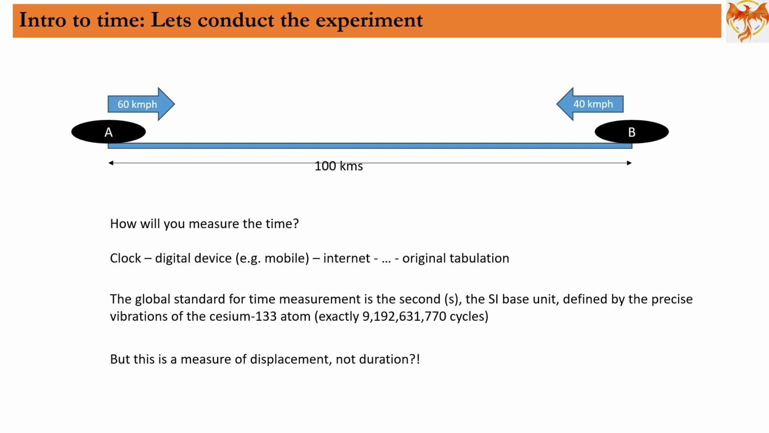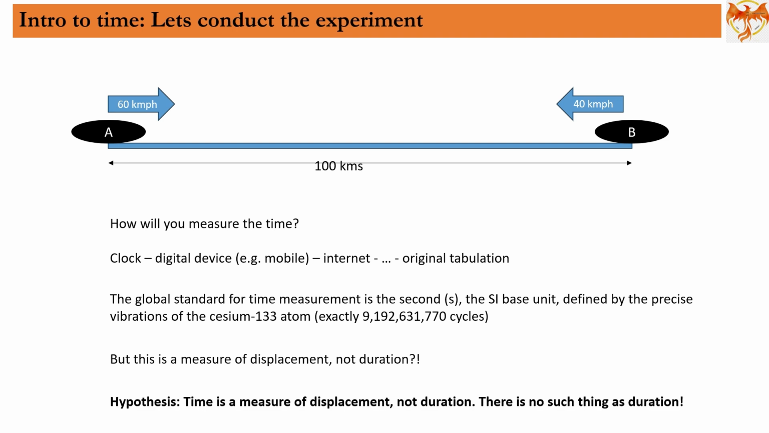So let's explore this idea a little bit, where we are saying time is a measure of displacement and not of duration. And that becomes our first hypothesis. In fact, the hypothesis is basically saying there's no such thing as duration. Let's see where it leads to.